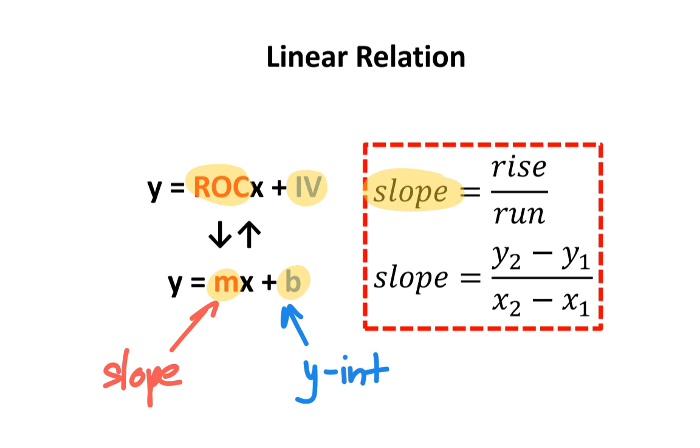Slope describes the steepness of a line. You can find the steepness of a line by drawing a right triangle underneath that line and finding the rise and finding the run. Or you can find the slope if you have 2 points on that line, and you can use the equation y2 subtract y1 over x2 subtract x1.